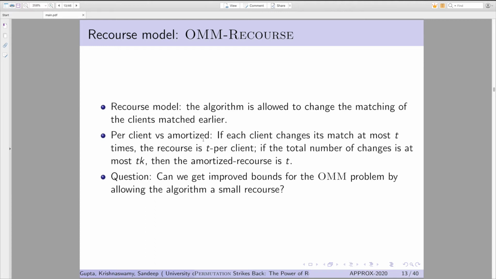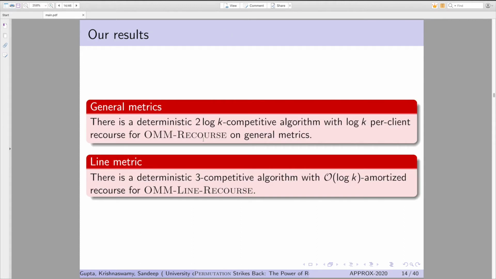And so the key question then is, can we get improved bounds for the online metric matching problem by allowing a small amount of recourse for the algorithm? In this work, we prove that it is indeed possible. Particularly for general metrics, we get an order log k competitive algorithm with order log k per client recourse. In contrast, in the general metrics case, there's an omega k lower bound without recourse for deterministic algorithms, and for randomized algorithms we only know a log squared k competitive algorithm. But with recourse, you can get a log k competitive algorithm with log k per client recourse.